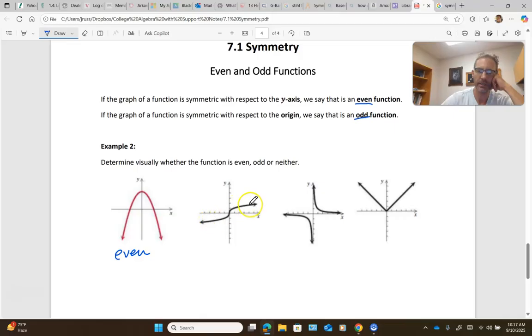Well, it's definitely not even because it doesn't have y-axis symmetry, but it is odd because if you take either of these pieces and rotate that piece about both axes, it will line up on the corresponding piece in the diagonal quadrant. Okay. We actually worked with some functions that were odd, so y equals x cubed. That's part of the reason they say that they're odd, because that's an odd exponent.